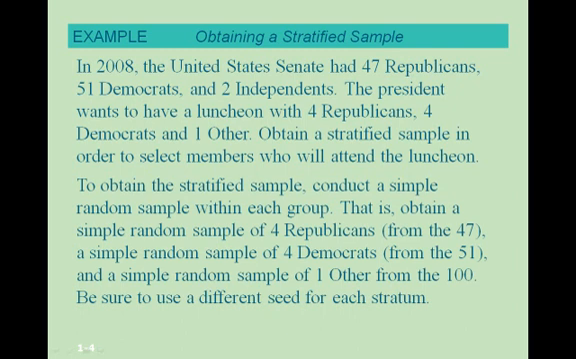To obtain the stratified sample, conduct a simple random sample within each group. That is, obtain a simple random sample of 4 Republicans from the original 47, a simple random sample of 4 Democrats from the 51, and a simple random sample of 1 other from the 100 total, which included Republicans, Democrats, and the Independents. Be sure to use a different seed for each stratum.